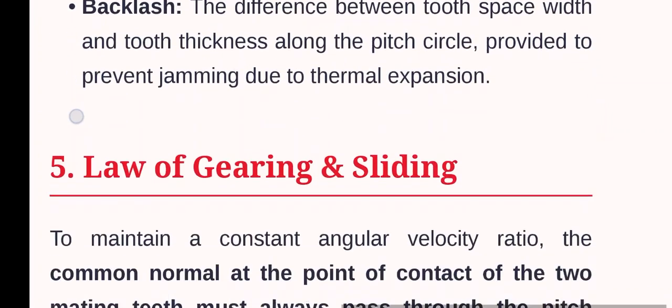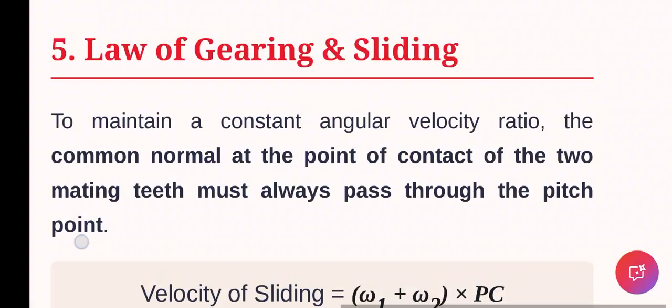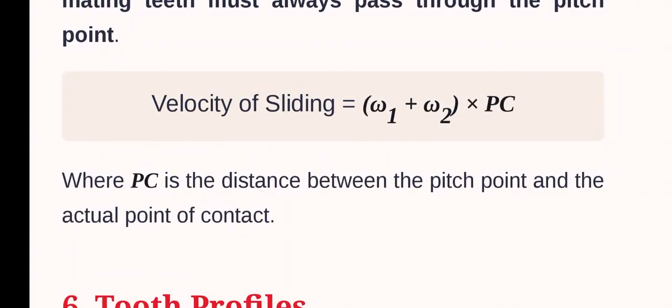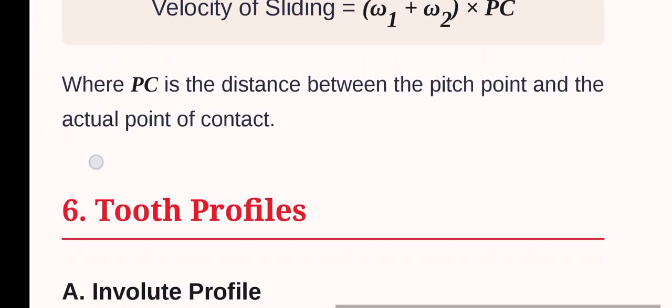Law of gearing and sliding. To maintain a constant angular velocity ratio, the common normal at the point of contact of the two mating teeth must always pass through the pitch point. Velocity of sliding = (omega 1 + omega 2) into Pc, where Pc is the distance between the pitch point and the actual point of contact.